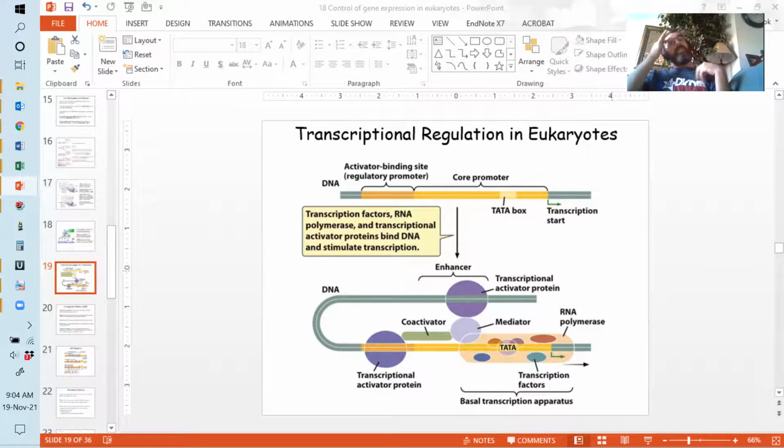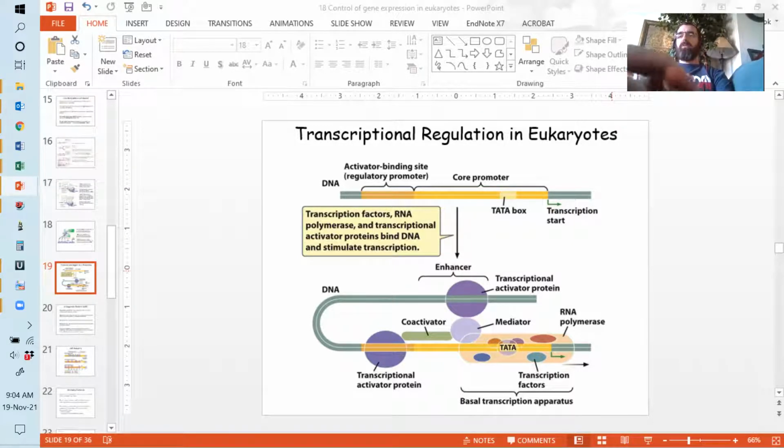right? So with that core promoter, you can get some level of transcription just by random chance. It doesn't work very well, and you're not really going to get any control. So that's the basic bare bones requirement for a gene to be expressed.